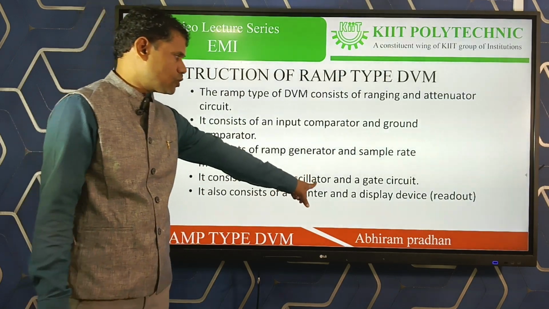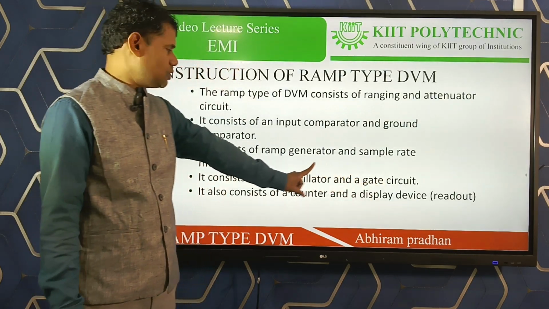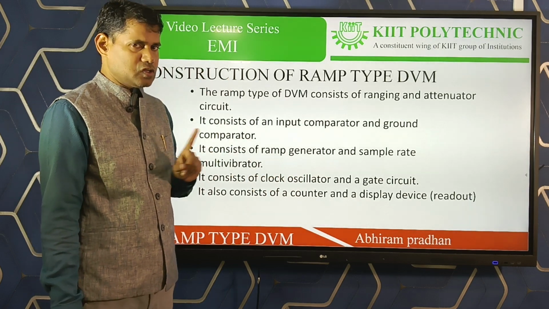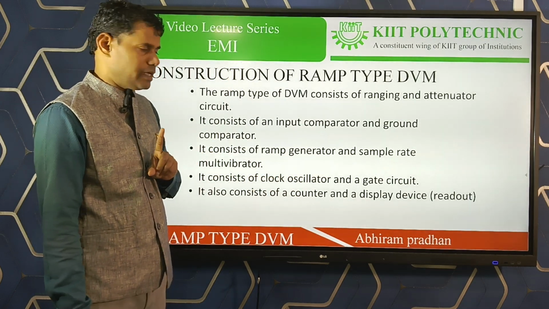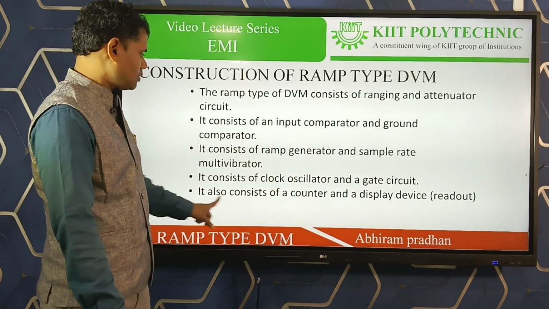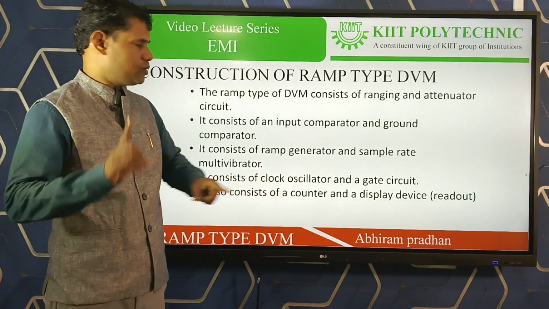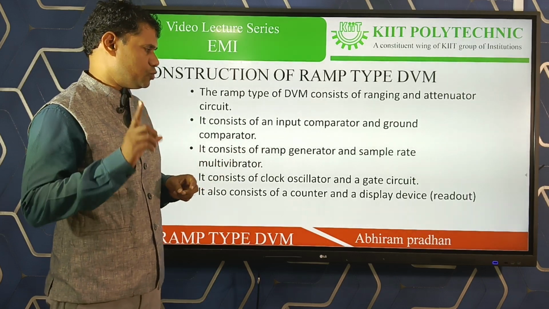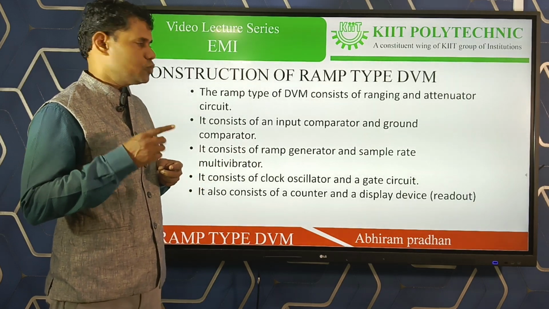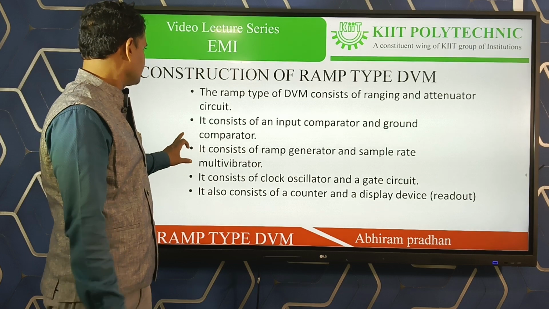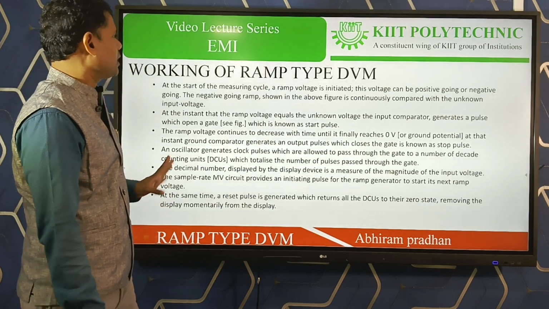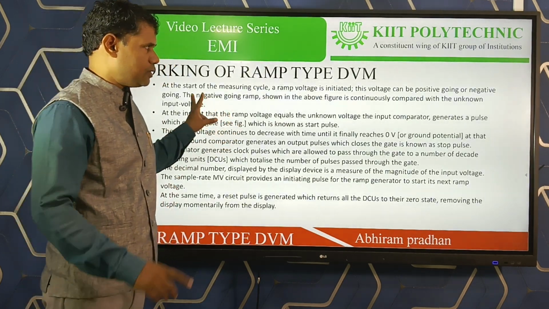It consists of a clock oscillator and a gate circuit. Clock oscillator is providing us an oscillating signal. Gate circuit is like a door, opening and closing. It also consists of a counter and a display device. Counter counts the number of oscillating signals that go to it, and the display device shows the readout. Then after that, working we have discussed.